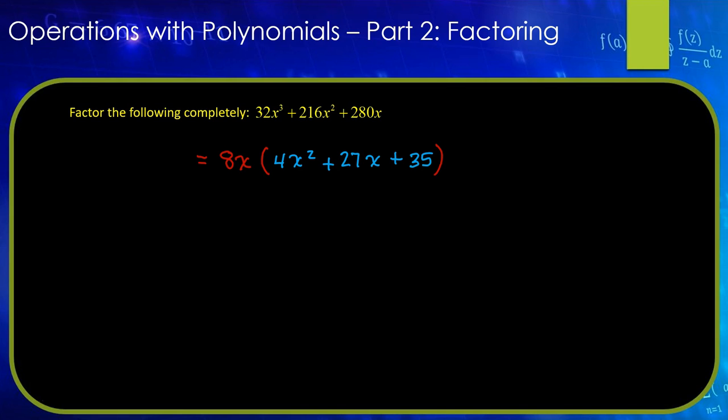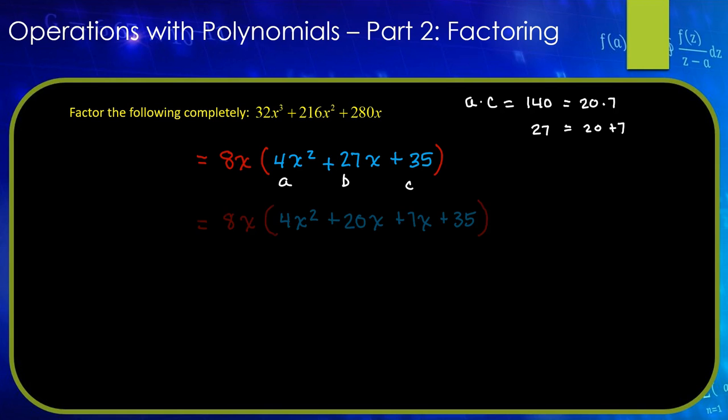And when I assign the A, B, and C values, 4 times 35 is 140. That's what I want the two numbers that I'm going to split the middle term into to multiply to, but when I add them together, give me 27. As you can see from the selection I show there, 20 and 7 multiply together to give me 140, but when I add them together, they give me 27. So the 27x is going to be split into 20x plus 7x.